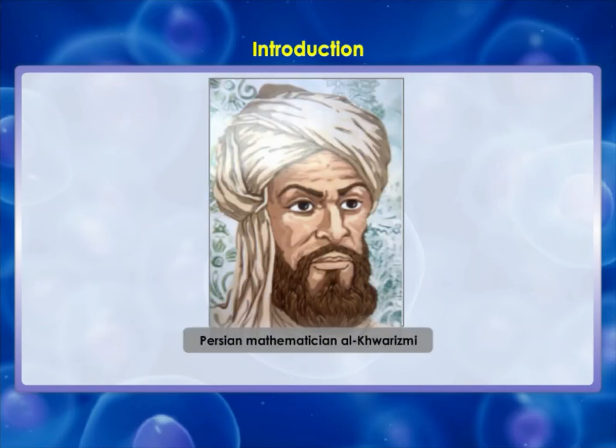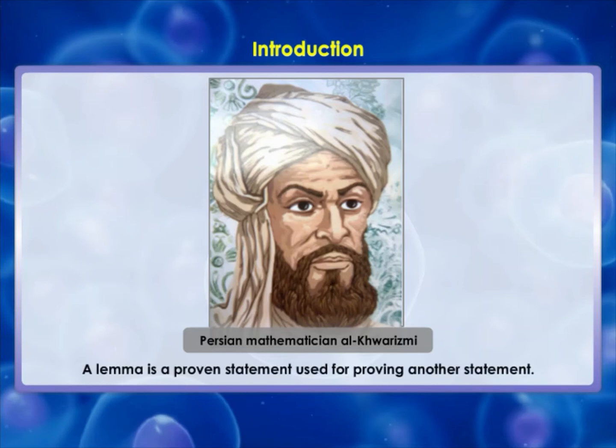The word algorithm comes from the name of the 9th century Persian mathematician Al-Khwarizmi. In fact, even the word algebra is derived from a book he wrote called Hisab al-Jabr wal-Muqabla. A lemma is a proven statement used for proving another statement.